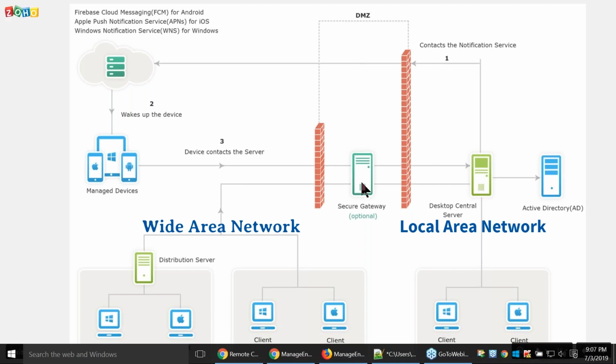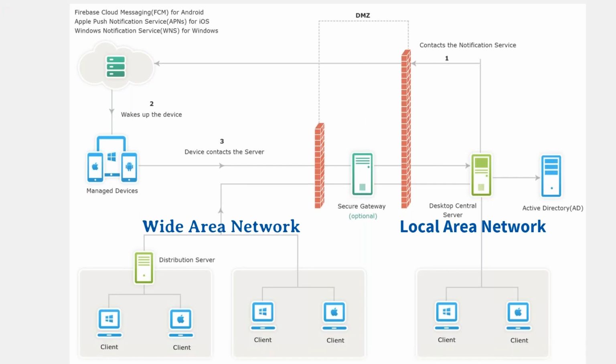So what is a Secure Gateway? Secure Gateway server acts like a proxy server between the WAN agents and roaming agents and the Desktop Central server. Any communication from the WAN or roaming agents will be routed only through this Secure Gateway. So this ensures that your communication is secure all the time. All right, so that's it about the architecture.